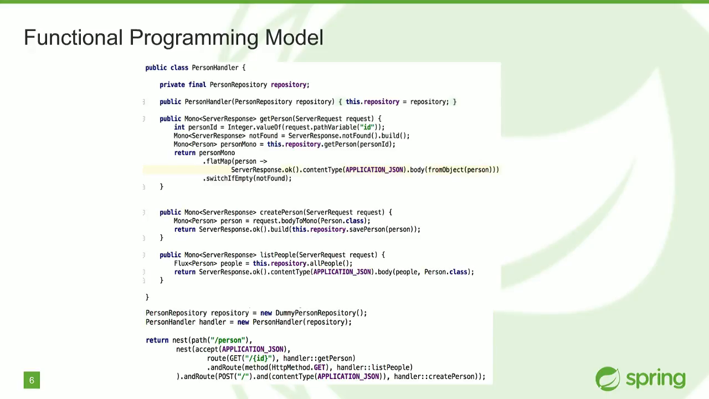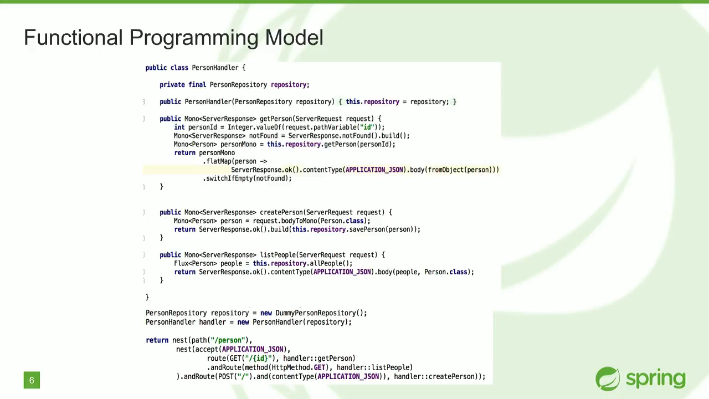Then we have a couple of what we call handler functions, or handler methods in this case, because they're on a class. We can start with the last one, list people. Given the particular server request, we use the repository to find a flux of people. Flux is a type that's coming from Reactor. It basically means a stream of zero or more elements, as opposed to Mono, which is also used above, which represents either no or a single element.